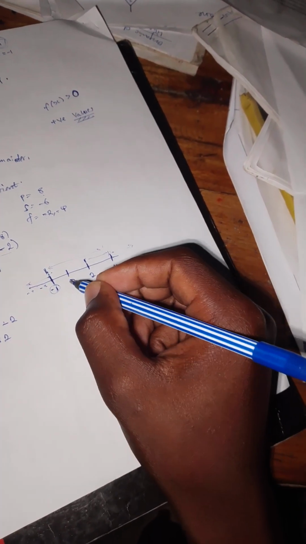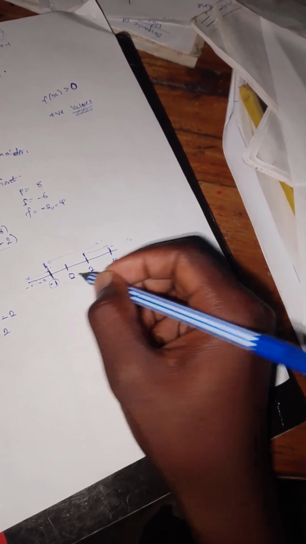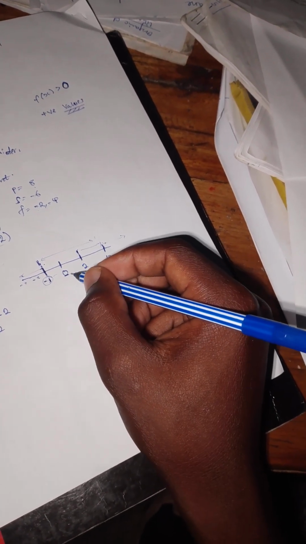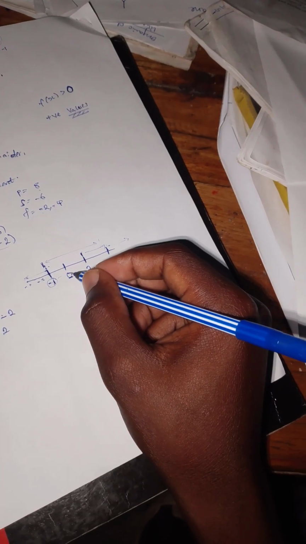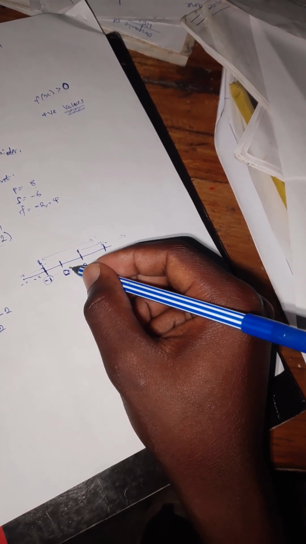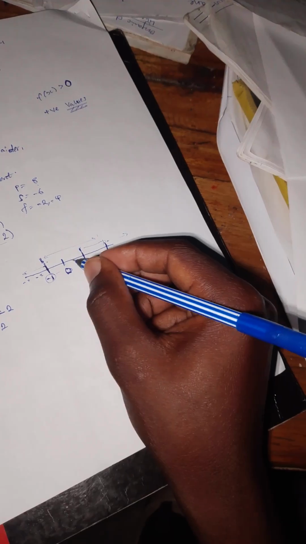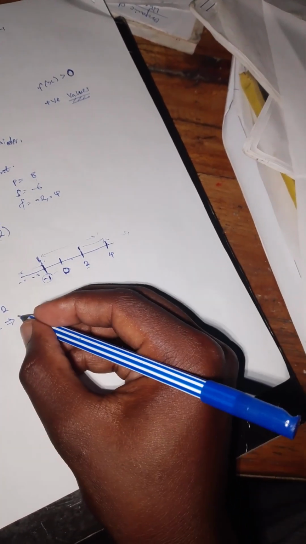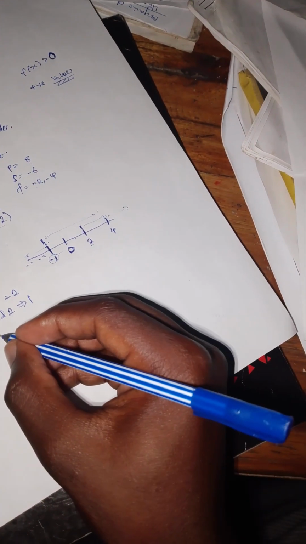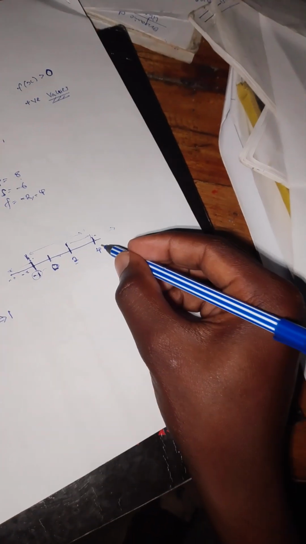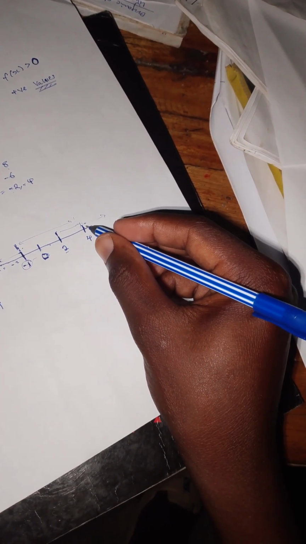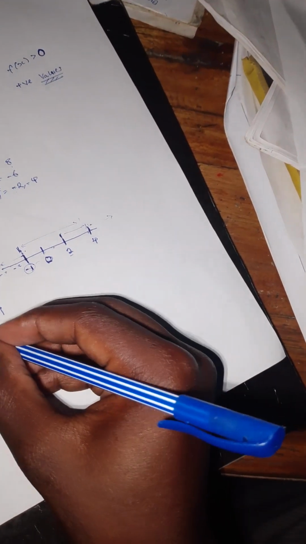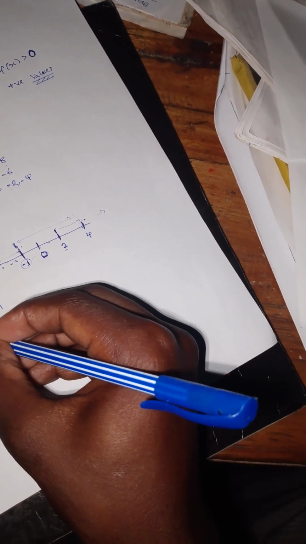We are going to pick 1 because we cannot pick 0. We pick 1, the closest value, because 0 will make our equations undefined. And then here, the value closest to the region after +4 is +5, definitely +5.